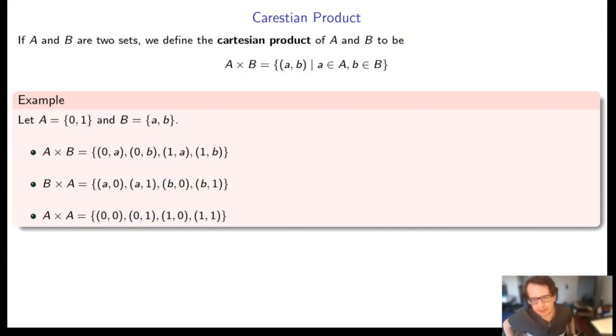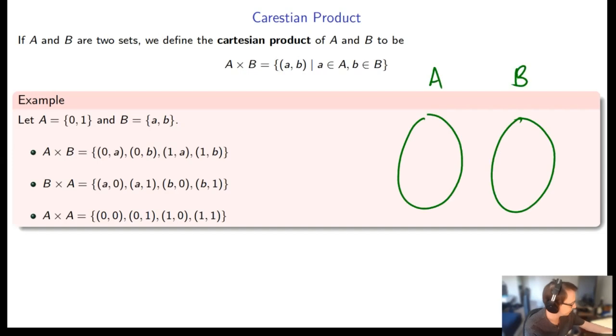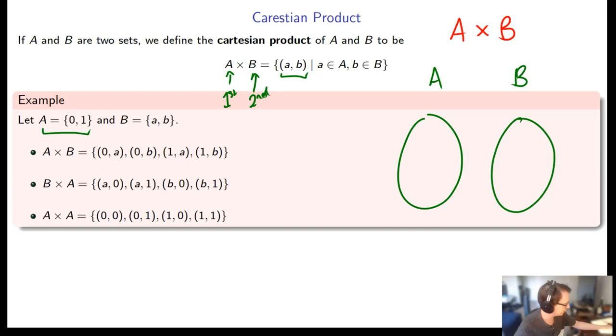Okay, last thing before our break. If we have two sets, A and B, I'm going to draw these down here, A and B. We can define something called the Cartesian product or the cross product. We put a little multiplication or cross product symbol in between them. And this gives us pairs, A, B, where the first thing comes from A, and the second thing in our pair comes from B. So here's an example. We're saying that A contains 0 and 1, and we're saying that B contains A and B.